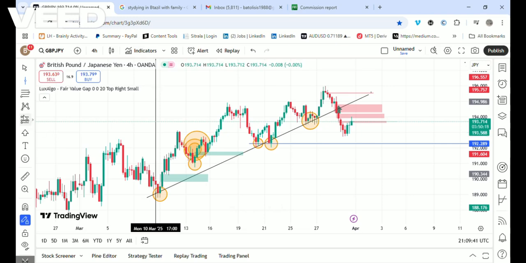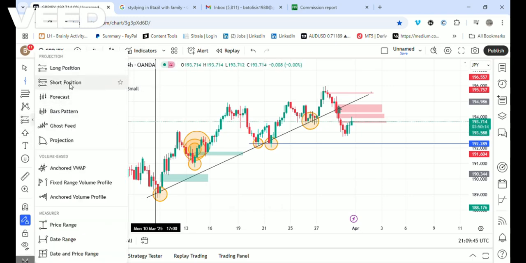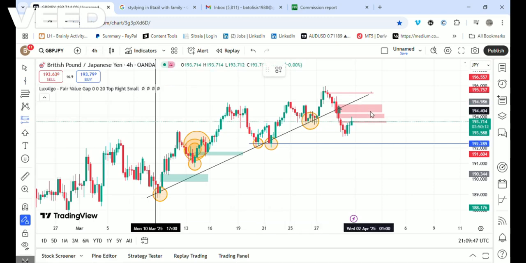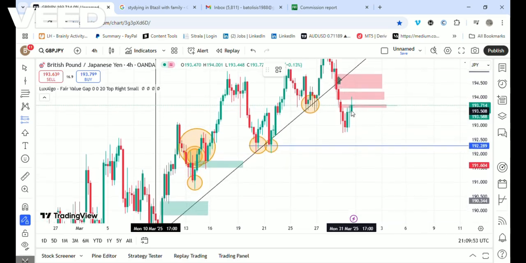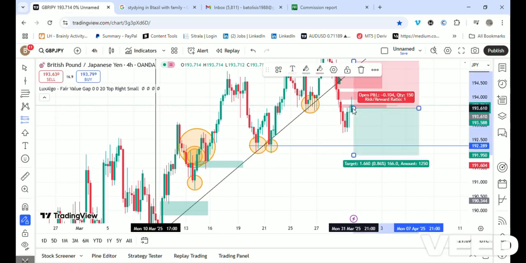Now, our first sell opportunity will be here. Using this fair value gap, these red boxes you're seeing here are known as fair value gaps. I'll put a pending sell here. Let's call it a sell stop at the end of this fair value gap. You can see this small red box here. This is where you put your sell.